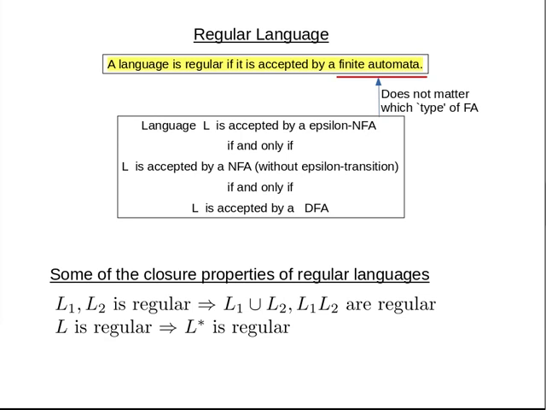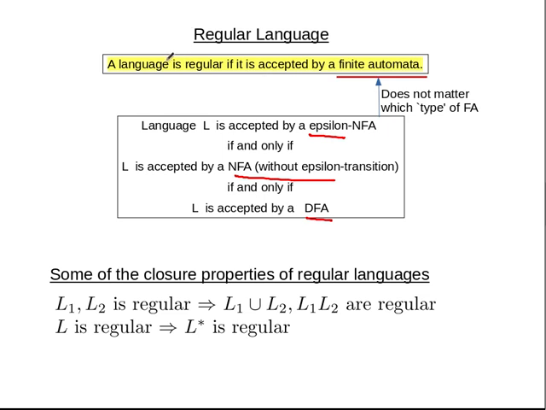We have proved that a language is accepted by epsilon NFA if and only if it is accepted by some NFA, if and only if it is accepted by some DFA. So we have proved the equivalence of these three models: epsilon NFA, NFA without epsilon transition, and DFA, right? So if a language is accepted by any of these models, then we call that language regular.